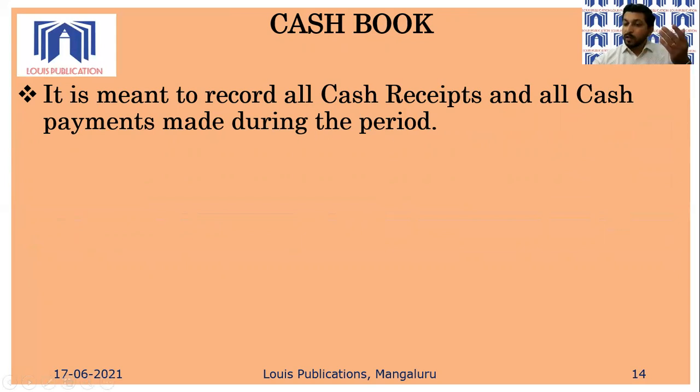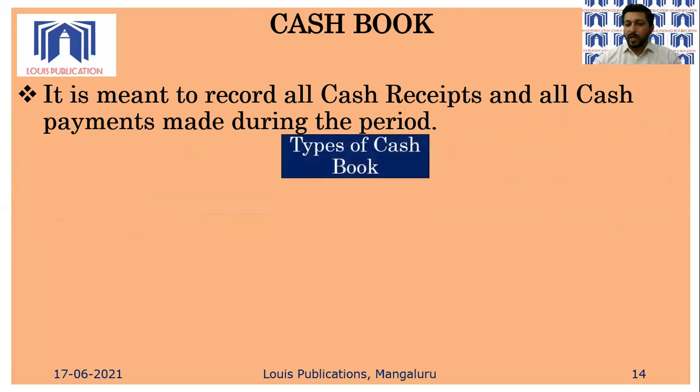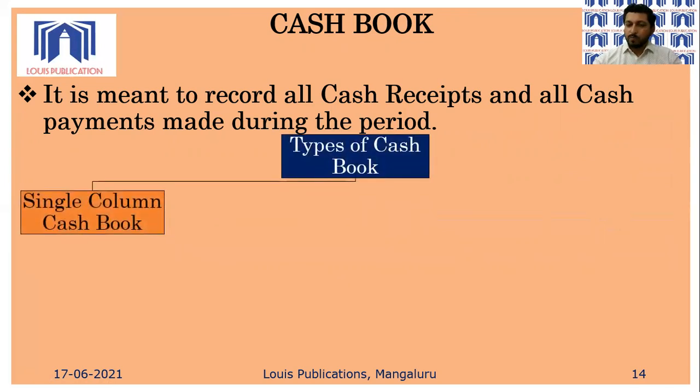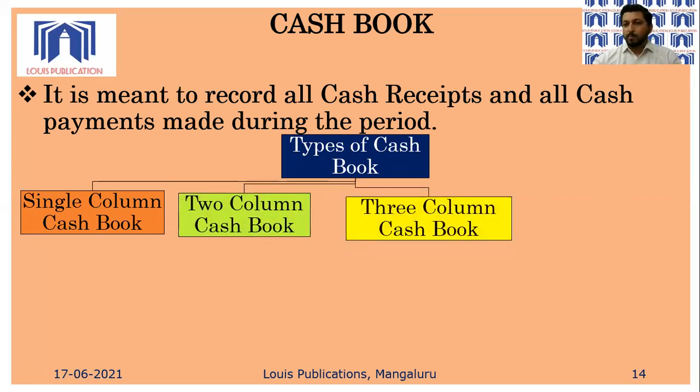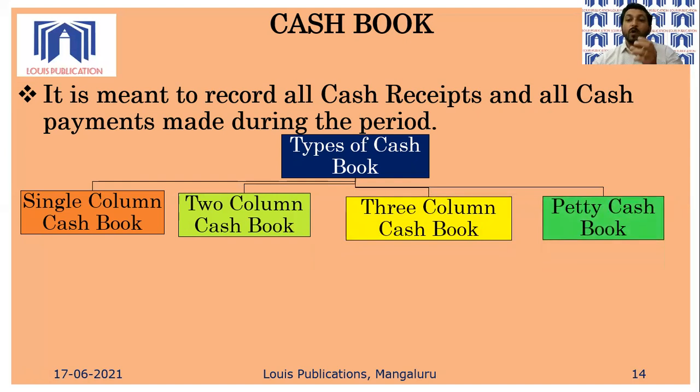Even when we learned how to prepare ledger account, we prepared around 3 cash accounts, if you remember, 2 under the traditional form and 1 under the alternative form. So cash receipts and cash payments for the period will be recorded in the cash book. Now there are various types of cash book which we will understand. We have single column cash book, 2 column cash book, then 3 column or triple column cash book, and we have petty cash book, which is meant to record payments involving small amounts, compared to other amounts in the business.